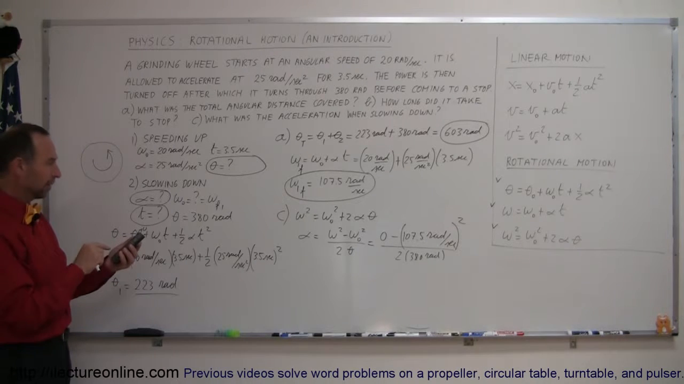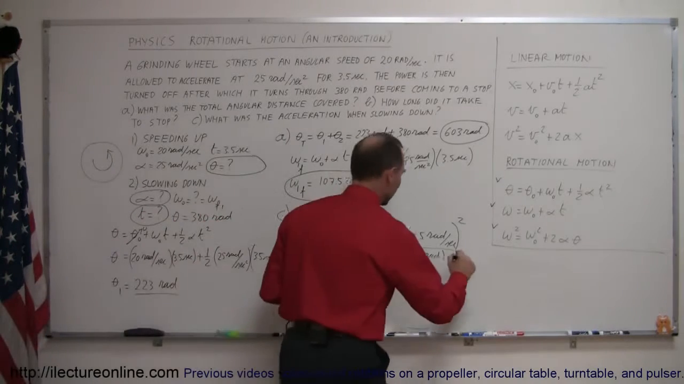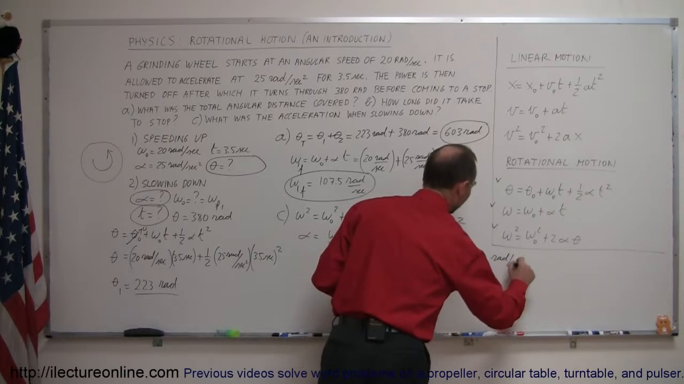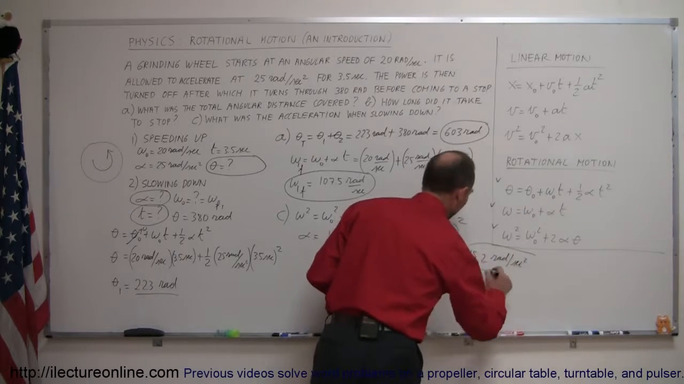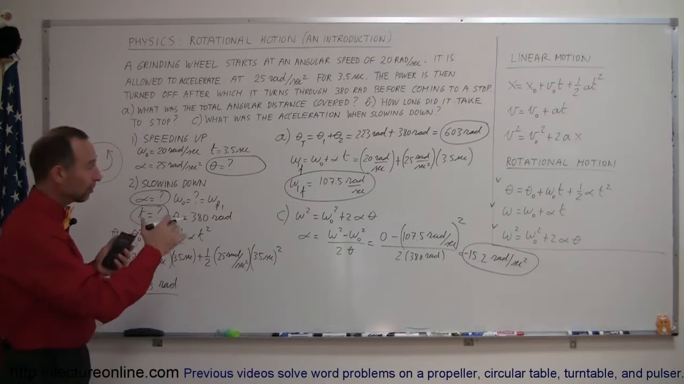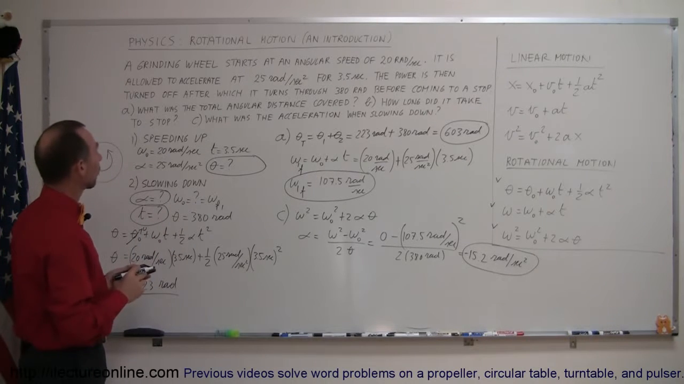So we square that, divide by 2, divide by 380, equals 15.2. So this is equal to negative 15.2. It's minus because it's slowing down, radians per second squared. So that's the answer to part C. In the second part of the problem, when the wheel is slowing down, it's slowing down at an acceleration of 15.2 radians per second squared.